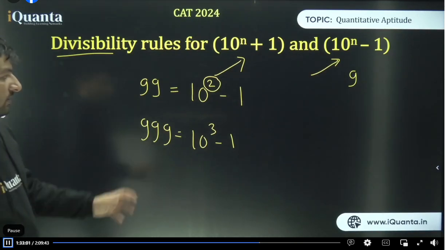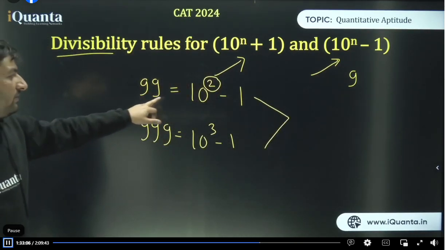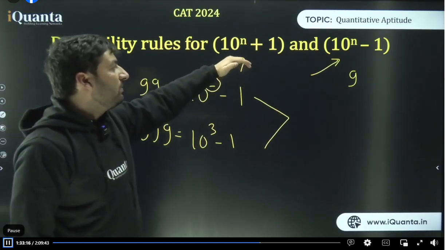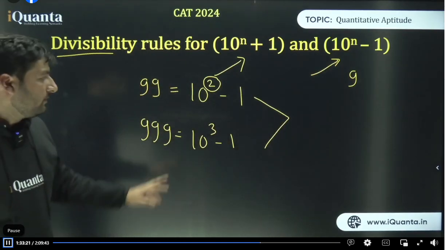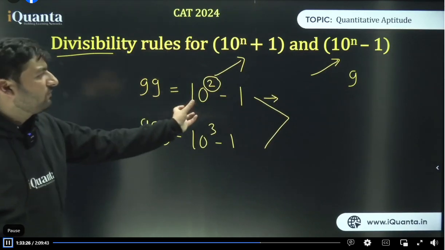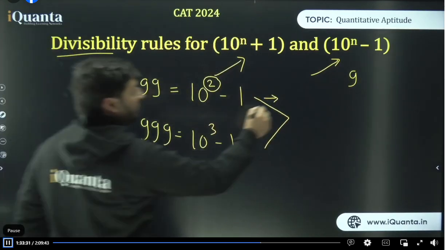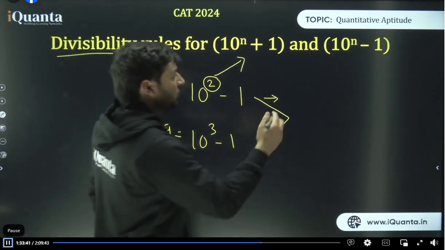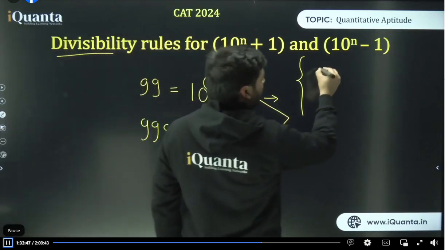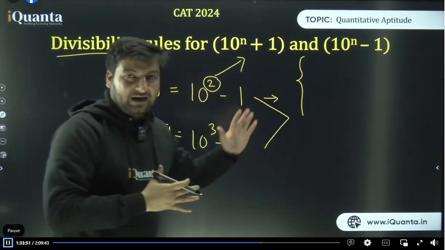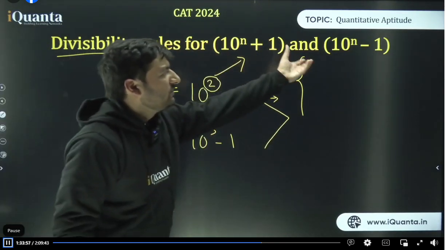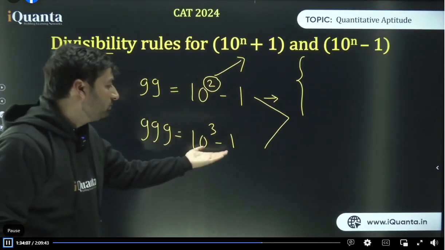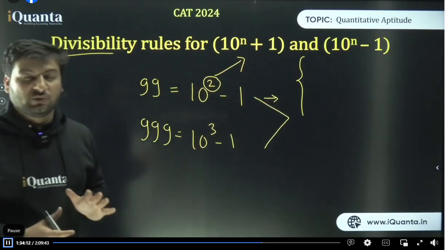Now, whenever a number is close to 10 square, you will always try to see whether it can be expressed in the form of 10 to the power n plus 1 or 10 to the power n minus 1. You have to pay very good attention to this. We'll apply this in the form of a question. Whenever you are given a big number which is close to 10, 100 or 1000, you always have to try to bring it into the form 10 to the power n minus 1 or 10 to the power n plus 1. That is the first task, first of all.